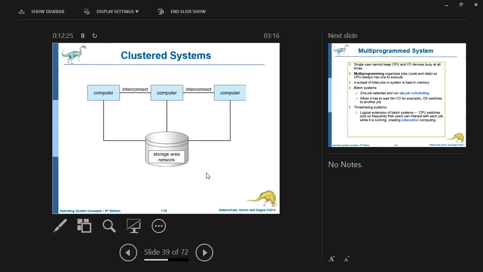So in a clustered system, you can see multiple clusters working in parallel by sharing the storage area network, where you have the entire tasks that are required to be delegated across these particular computers, and the load balancing will be done through this particular storage area network.